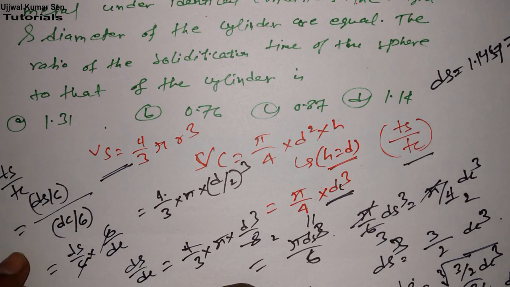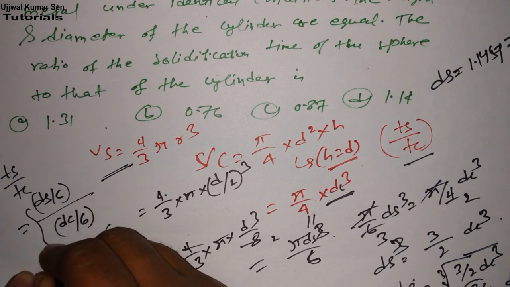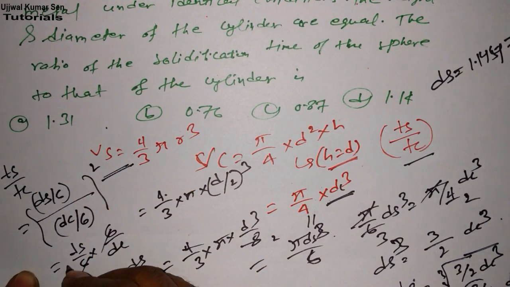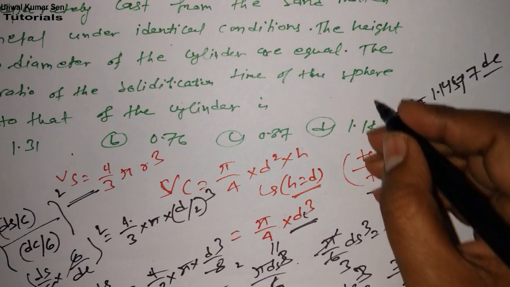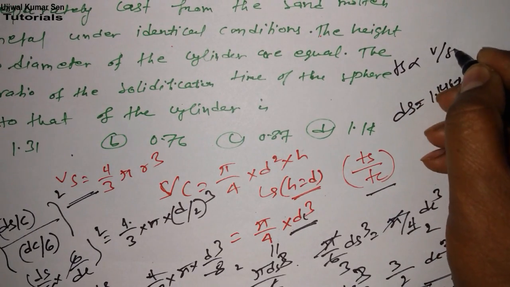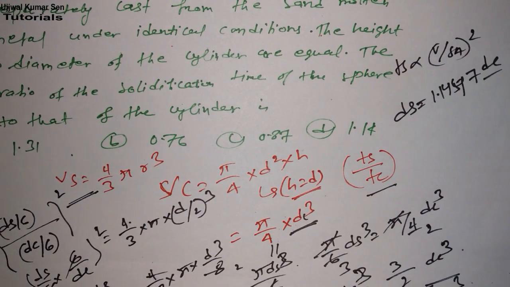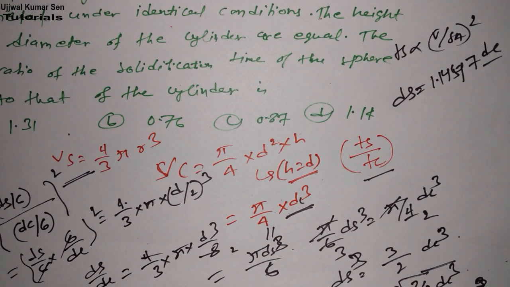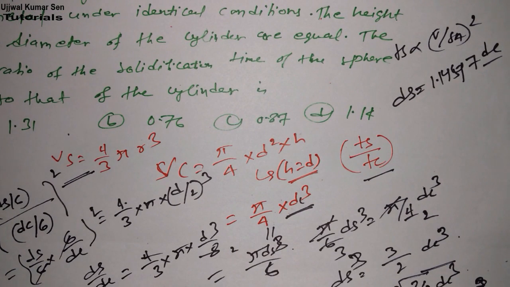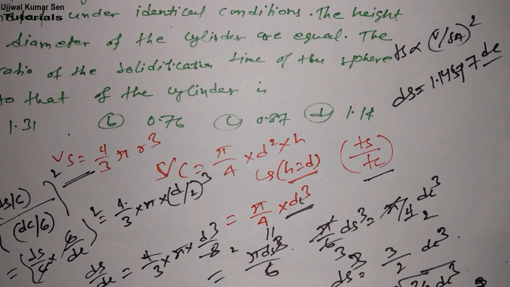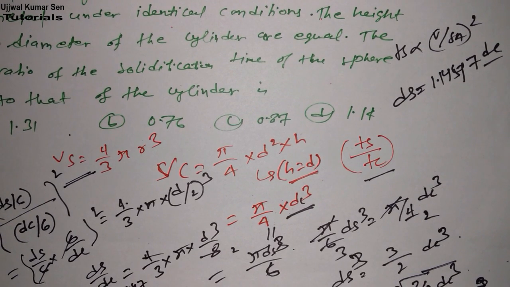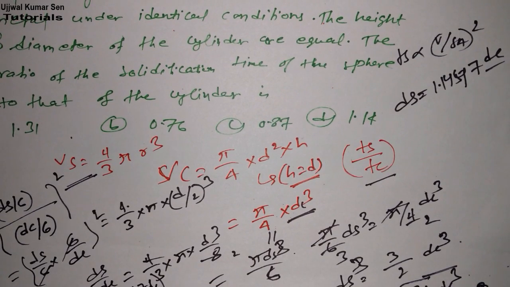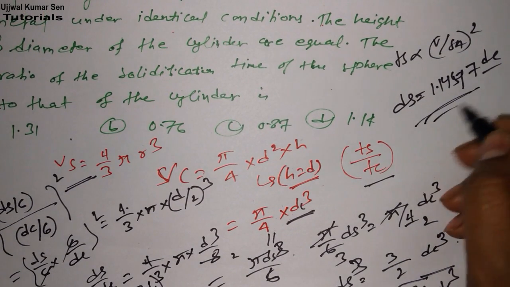Now we just have to write square, because we know that ts is directly proportional to volume by surface area, its whole square. So what we got here, ds by dc. Now ds, what is the value of ds? Ds is equal to 1.1447 by dc, and so dc gets cancelled. From where we write this.